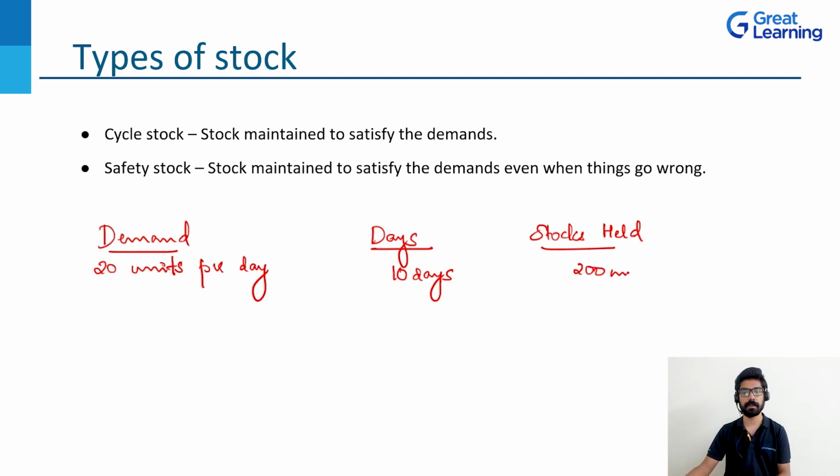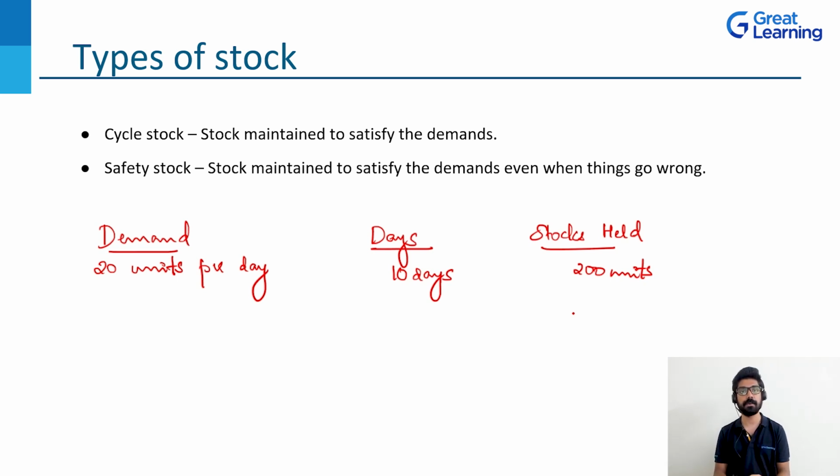So you are having 200 units held with you so that you'll be satisfying the need of 20 units per day for 10 days. That is because you are getting these stocks filled to your warehouse every 10 days. So that is how your demand is met. This is what is called cycle stock. So you know the demand and you satisfy the demand just by ordering what you need to be storing. So that is how you will be able to manage your cycle stock.